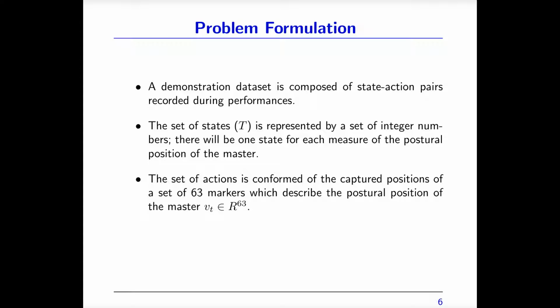As it was described, a demonstration dataset is composed of state action pairs recorded during the master performance. The set of states is represented by a set of integer numbers. There will be one state for each measure of the postural position of the master. The set of actions is conformed of the captured position of a set of 63 markers which describe the postural position of the master, represented by the vector.